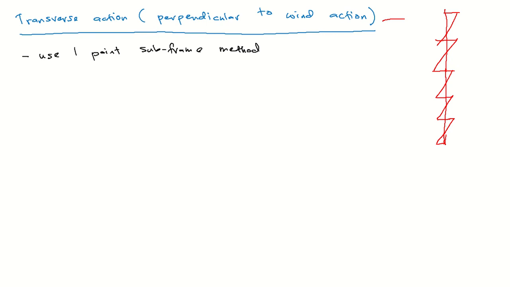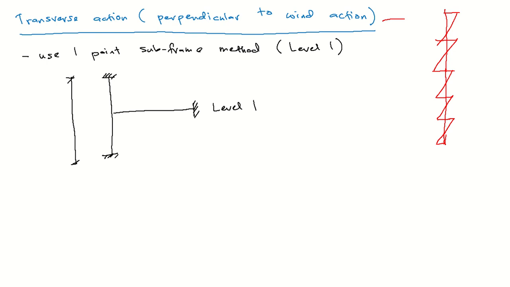So we focus on level 1. By using the one point subframe method, let's say this is your level 1. This is your level 1.